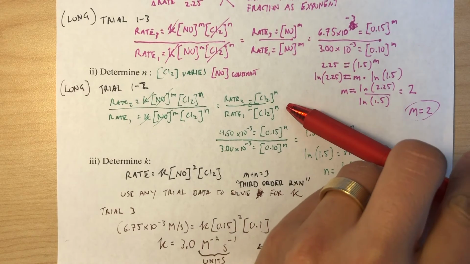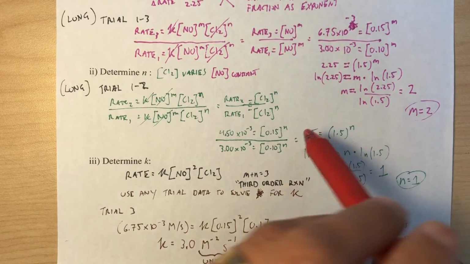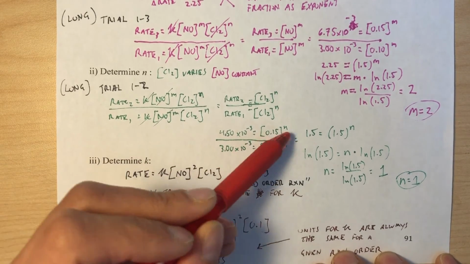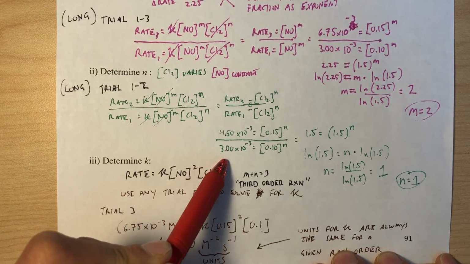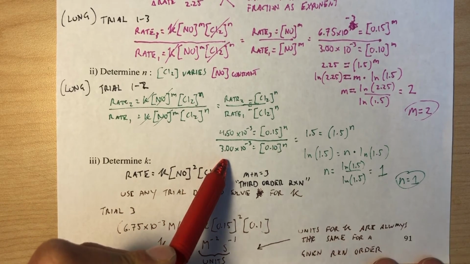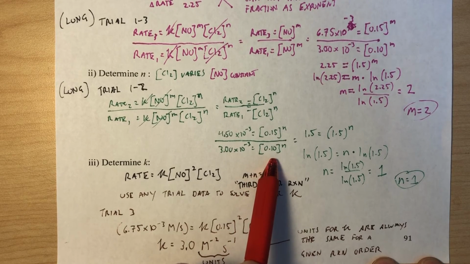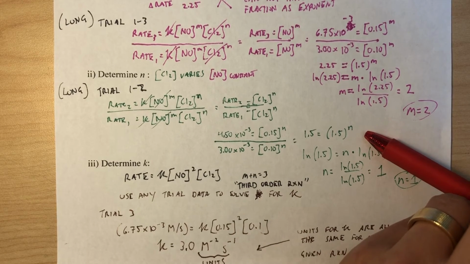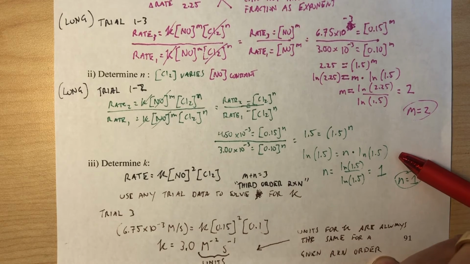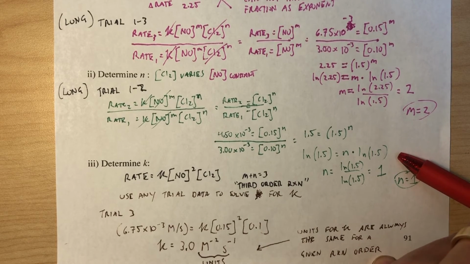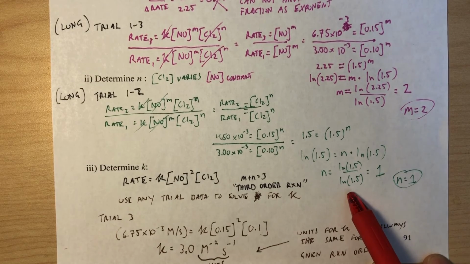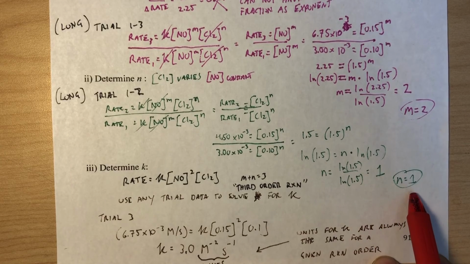And what we are left with is rate of 2 divided by rate of 1, and we plug in our concentrations and rates, and we get 4.5 times 10 to the negative 3 over trial 1, which is a rate of 3.00 times 10 to the negative 3, equaling the chlorine concentration of trial 2, 0.15 raised to n, over the chlorine concentration of trial 1, 0.1 raised to the power of n. So we get, on the left side of the equal sign, 1.5, and on the right side, 1.5 raised to n. We use our log rules, and we get the natural log of 1.5 is equal to n times the natural log of 1.5. The natural log of 1.5 divided by the natural log of 1.5 is equal to 1, and so we get our n exponent that is equal to 1.